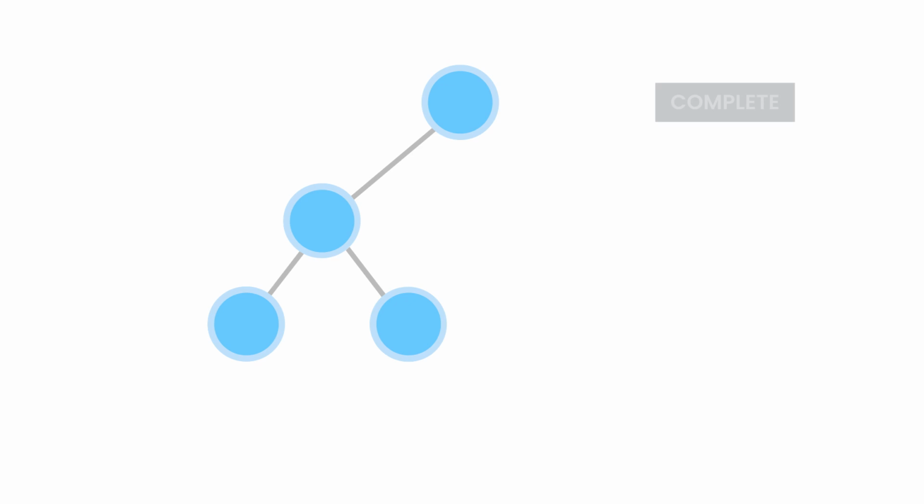Here's another example of a tree that is not complete. The second level is missing a node. So in a complete tree, every level except potentially the last level should be full of nodes, and nodes are inserted from the left to the right.